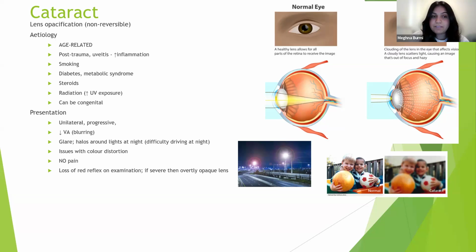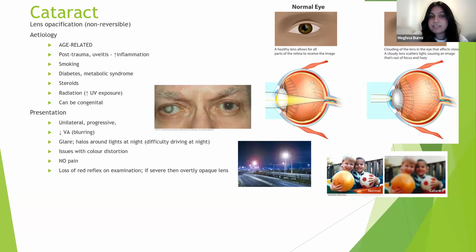And you might see a loss of red reflex on examination, where we shine a light into patient's eye. And that's more so the case with severely opaque lenses. So like this patient here, you can see that their right eye from far away, you can just see that there's a cataract sitting in there.